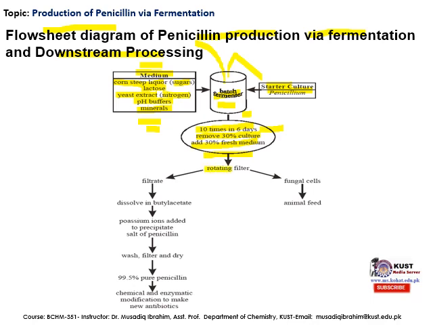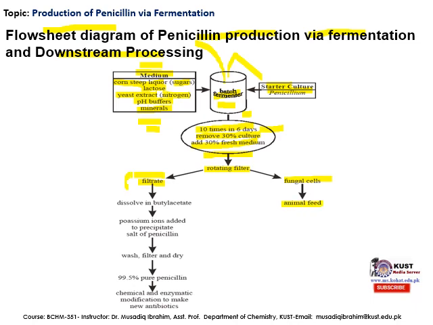Now there is a rotating filter after this process, and the rotating filter is separating the fungal cells as well as the filtrate from each other from the culture media. Now the fungal cells are of no use, because the fungal cells have secreted the secondary metabolite in the form of penicillin, and that is in the filtrate. So the fungal cells are used as animal feed.